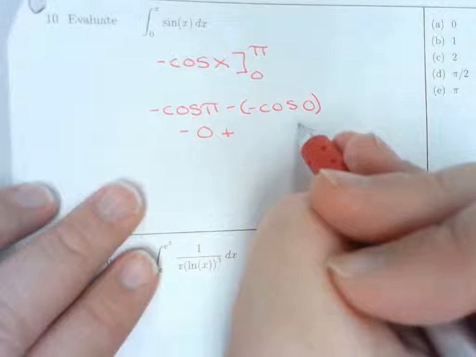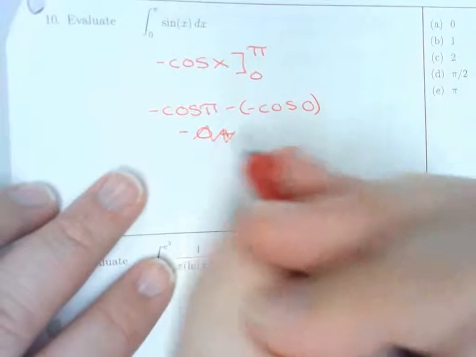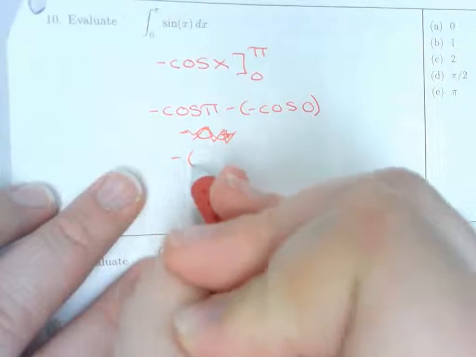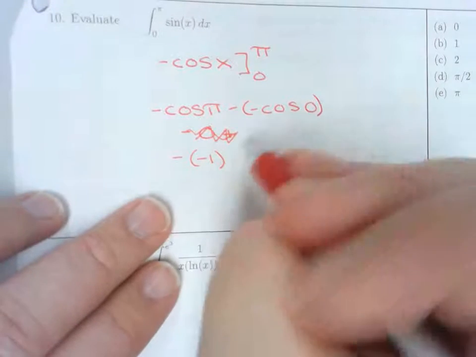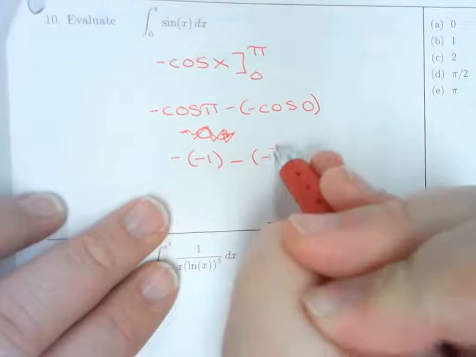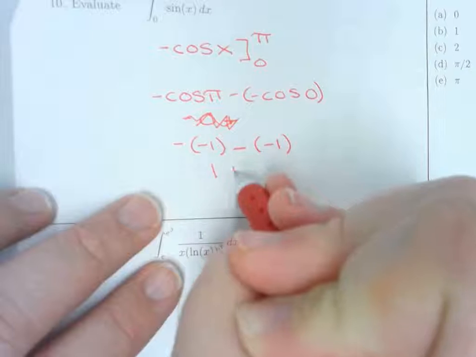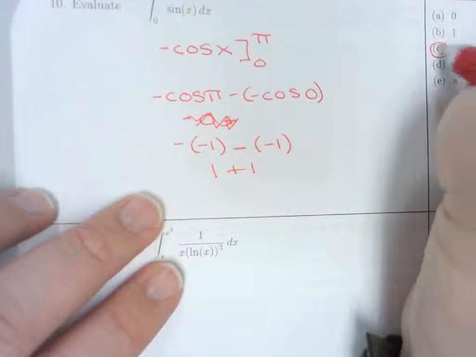Cosine of pi is negative 1. So negative negative 1, minus cosine of 0, which is 1. So minus negative 1. So 1 plus 1 is 2.